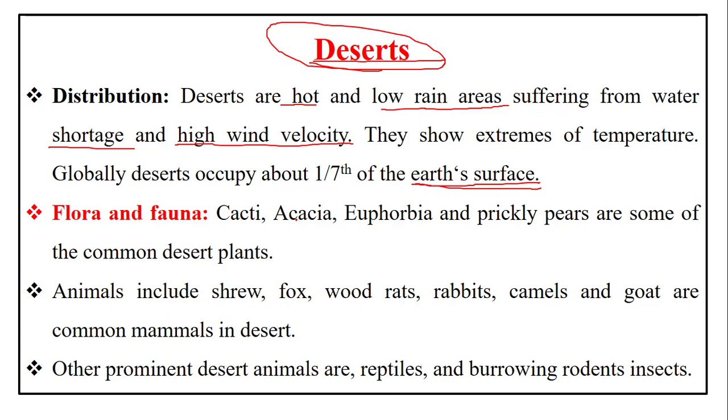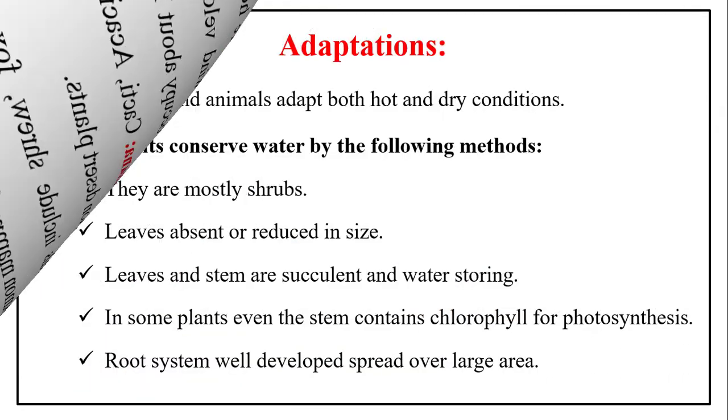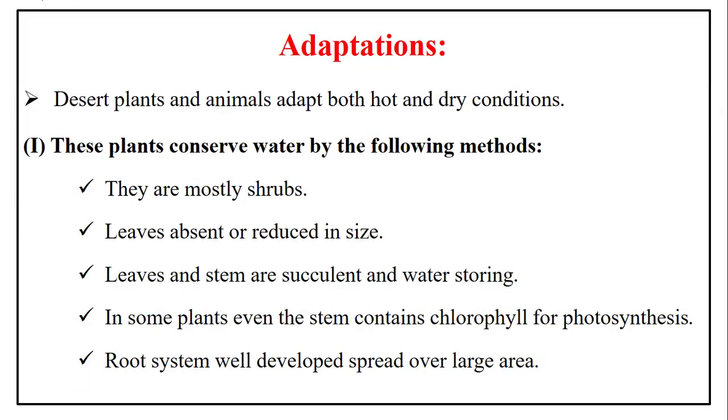Therefore, flora and fauna of this desert: cacti, acacia, euphorbia, and prickly pears are some common desert plants. Animals include shrews, foxes, wood rats, rabbits, camels, and goats, which are common mammals in the desert. Other prominent desert animals are reptiles, burrowing rodents, and insects, right? When we are talking about the adaptations of these animals in the desert region, desert plants and animals adapt to both hot and dry conditions.